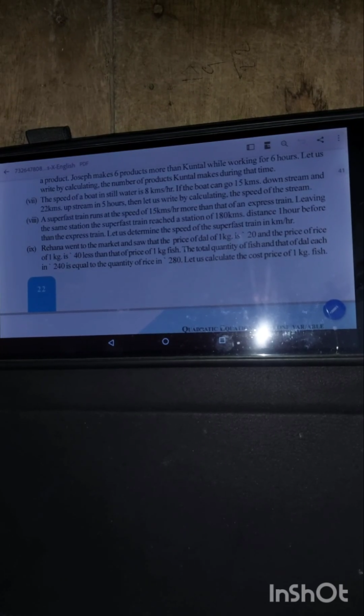Question number Roman 7 says the speed of a boat in still water is 8 km per hour. If the boat goes 15 km downstream and 22 km upstream in 5 hours, let us then write by calculating the speed of the stream.